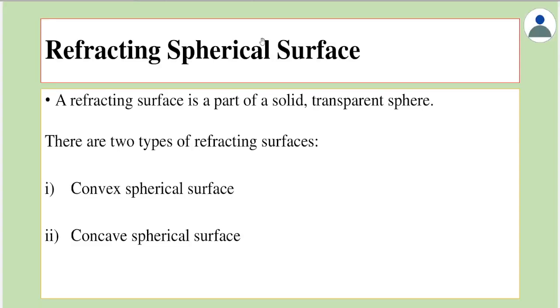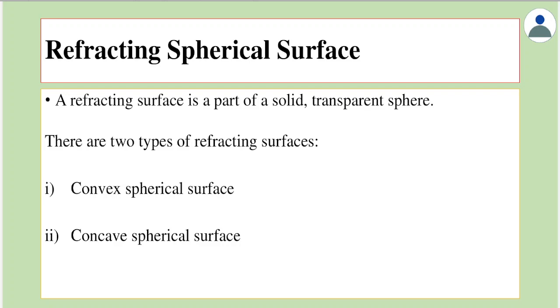Now till now, what we have learned is refraction through a flat surface, for example, like a glass slab or the boundary between water and air. So whatever we learned till now was about flat refracting surfaces.